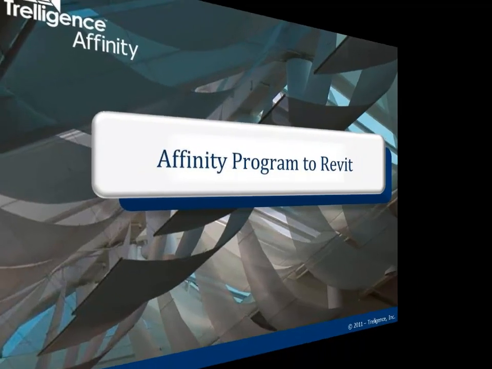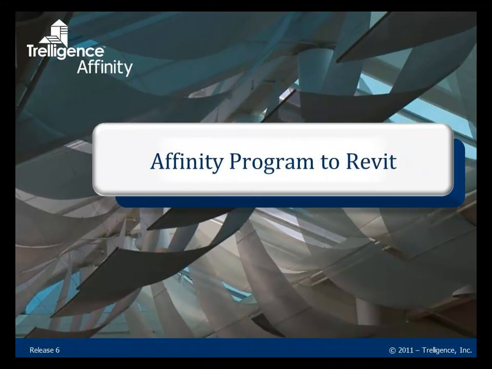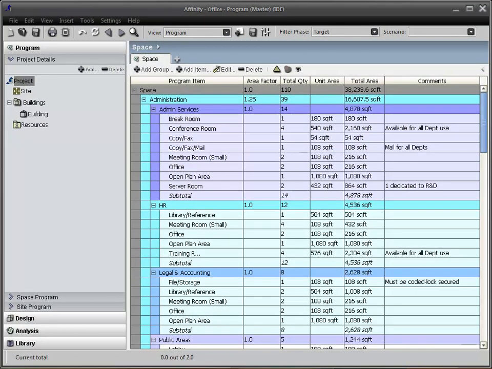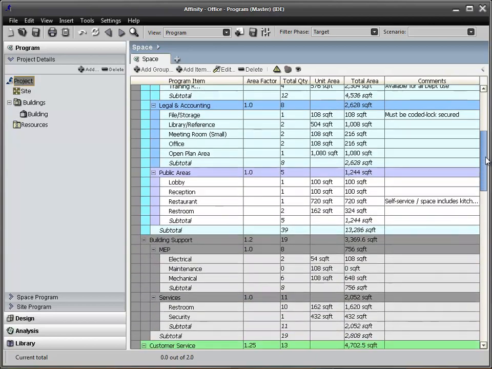This video will demonstrate the process of creating unplaced rooms in Revit from program spaces in Affinity. This process ensures all of the program properties, components, requirements, and notes are associated to the rooms when creating the schematic design. Here is the Affinity application, showing the existing Affinity file that contains the program of an office building.